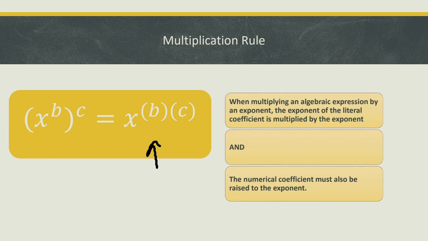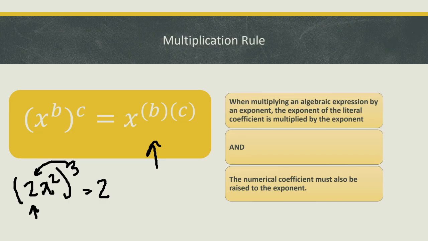And if there's a numerical coefficient in front of the bracket, it also has to be raised to the exponent. So that means that, like, if I had a 2x squared to the power of 3, this 2 inside the bracket also gets cubed. So it's basically saying 2 cubed times x squared to the power of 3, right? So the 2 is getting cubed and the x squared is getting cubed.